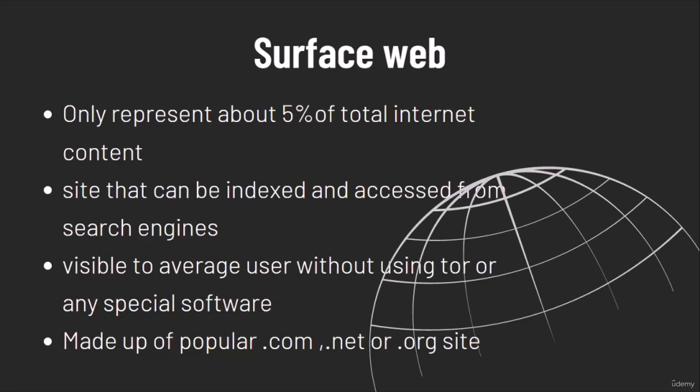Most of the sites we find here are made up with .com, .net or .org. It also contains .uk, for example. And this part of the internet only represents about 5% of the internet content.